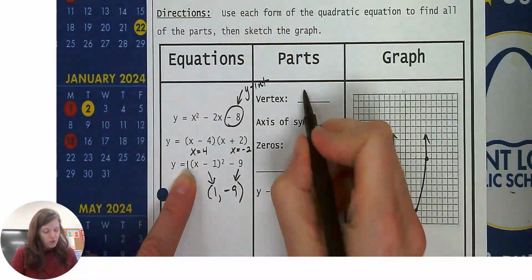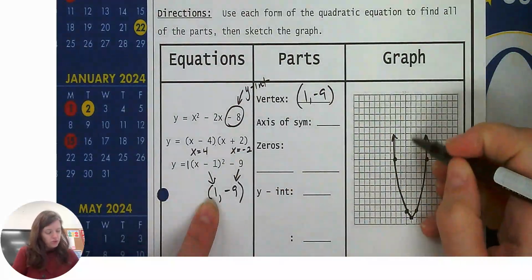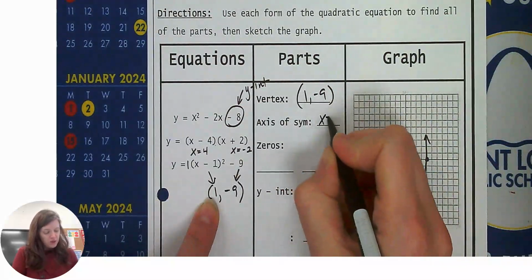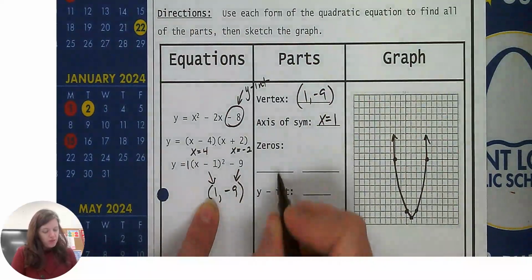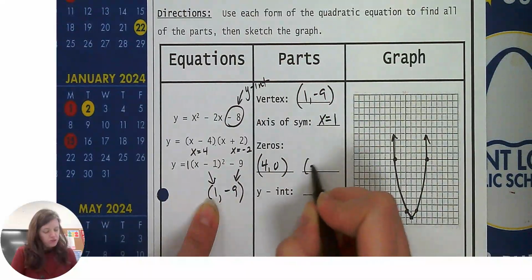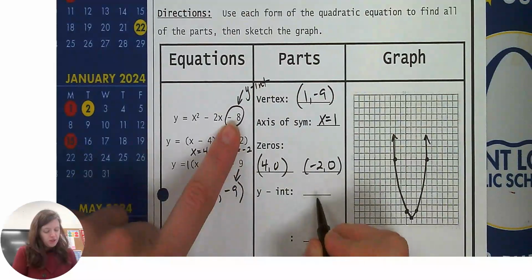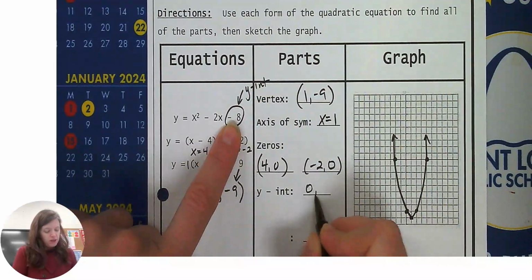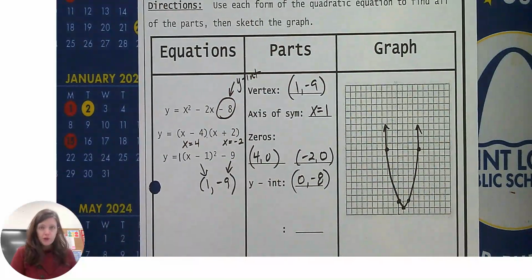So the vertex was at 1, -9. The axis of symmetry, remember, just goes through your vertex. So that's our x equals 1, which is the x of our vertex. My zeros are my 4, 0 and -2, 0. That came from the factored form. And the y-intercept is 0, -8. And that's all I want you to put for this, okay?